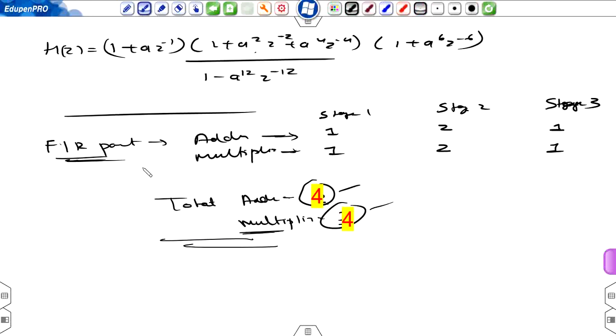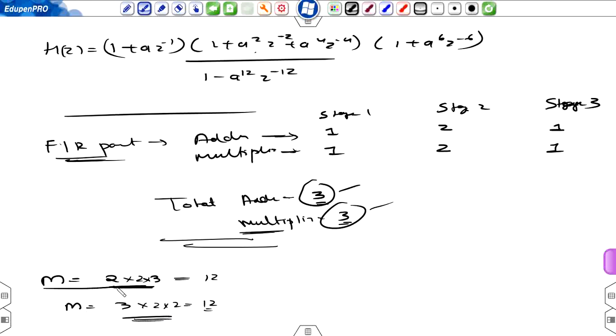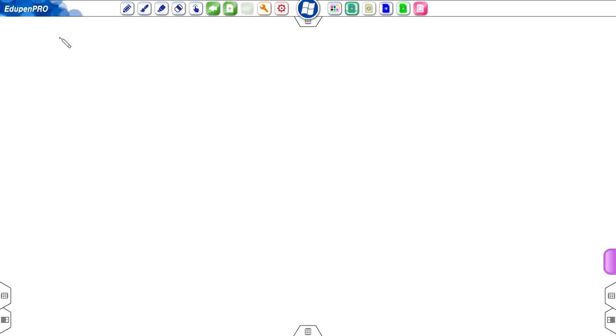This is not a unique solution. Why? Because the value m equal to 2 into 2 into 3 is 12, and m equal to 3 into 2 into 2 is also 12. So this is not a unique representation, there are other variants also. So let's take this value, m equal to 2 into 2 into 3.